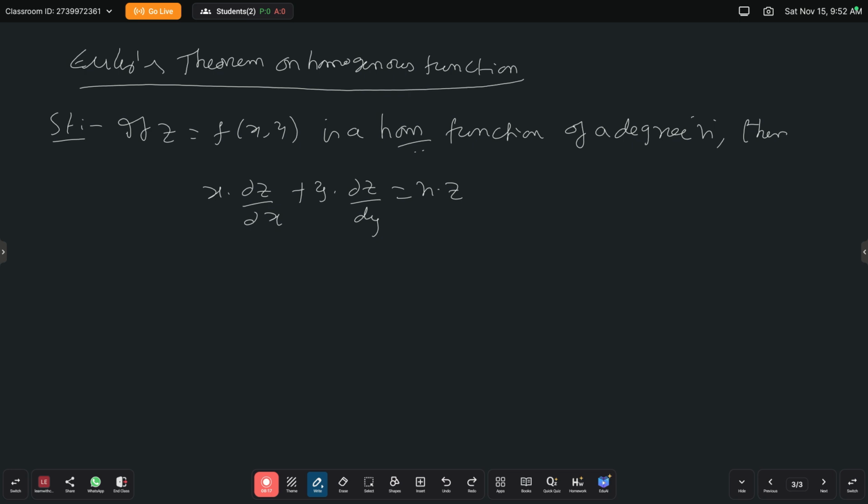So that is Euler's theorem: z is a function f of x comma y, a homogeneous function of degree n, then x into dou z by dou x plus y into dou z by dou y is equal to n into z, for every x comma y in the domain of the function. So this is Euler's theorem for homogeneous functions: x into dou z by dou x plus y into dou z by dou y is equal to n into z.